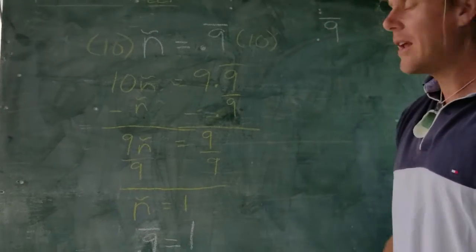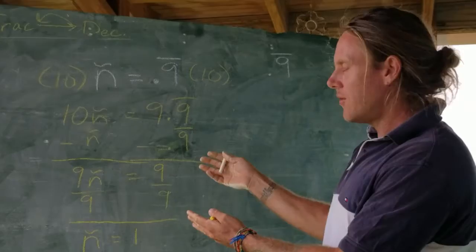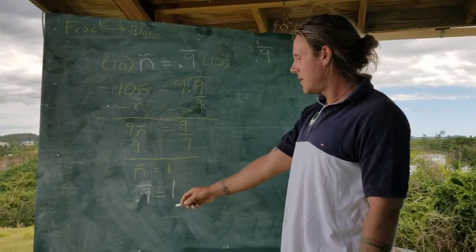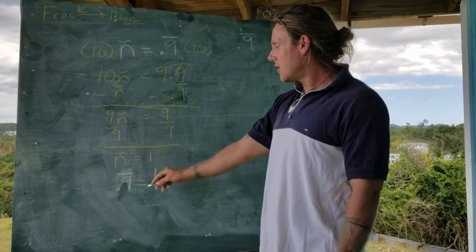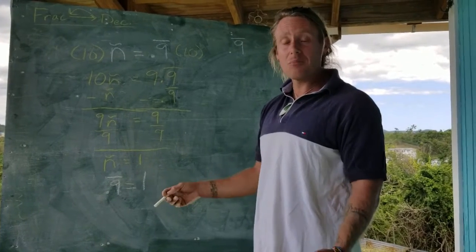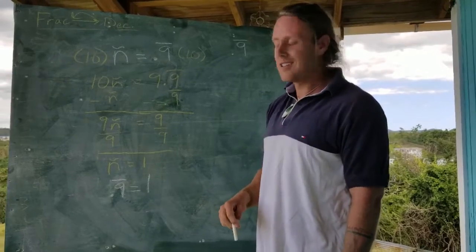Is 0.9 repeated equal to 1? Well, we followed everything fine. We've obeyed the rules of algebra, and we come up with a statement that says 0.9 repeated is not close to, but it is equal to 1. An apparent paradox. Interesting.